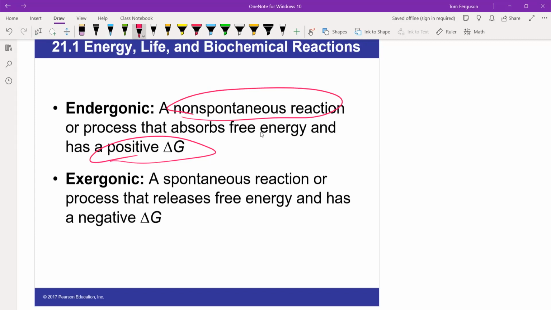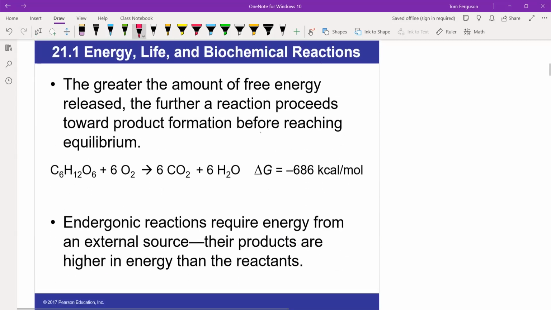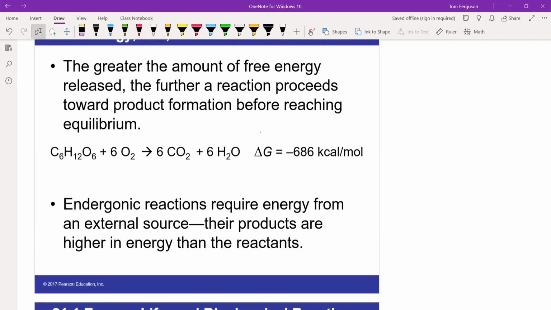So non-spontaneous, positive delta G; spontaneous, negative delta G. Those relationships are really important. Delta G is measured in kilocalories per mole.